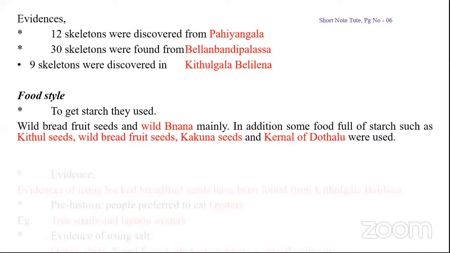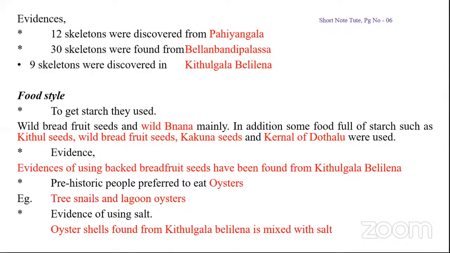And evidences about the usage of starch and plant products are also there. Evidences of using baked breadfruit seeds have been found from Kitulgala Belilena. All the evidences regarding food habits were discovered from Kitulgala Belilena. Even using baked breadfruit seeds, that means they baked breadfruit seeds and ate them. So those evidences were found. Do not think that we found baked breadfruit seeds from Kitulgala Belilena; only evidences of using them were found.